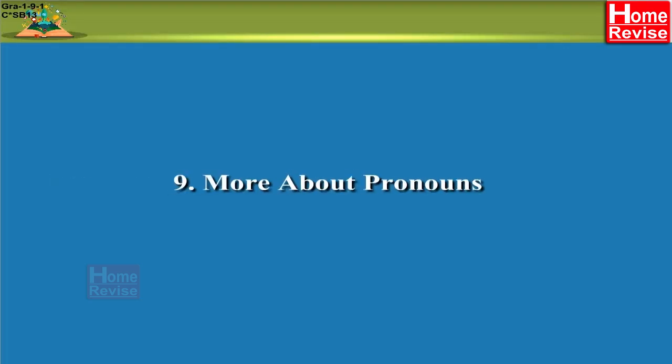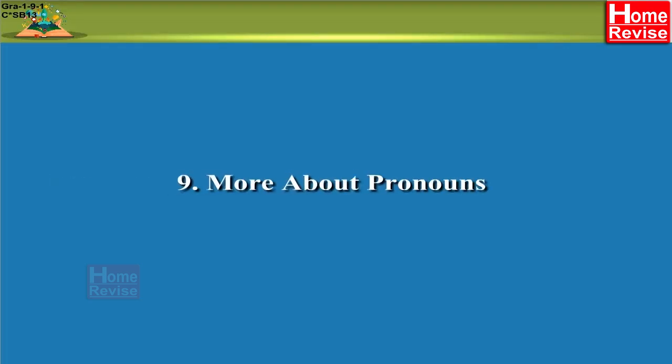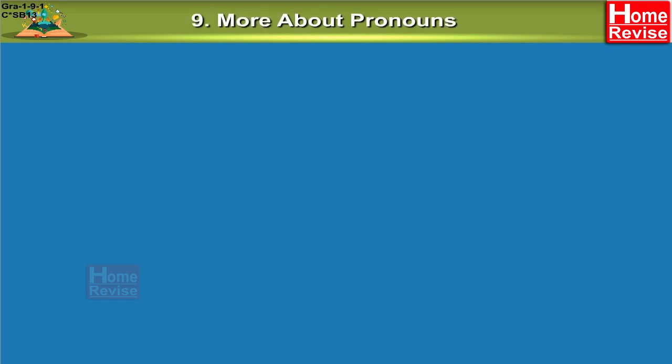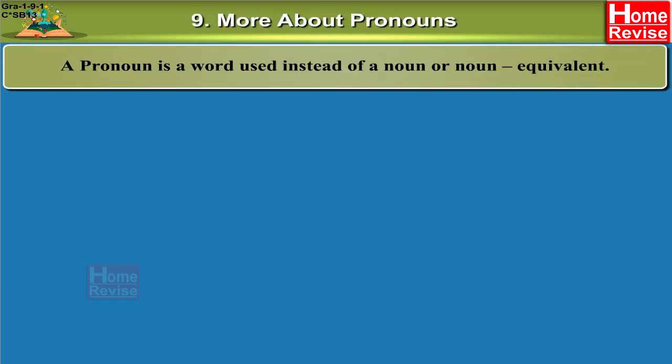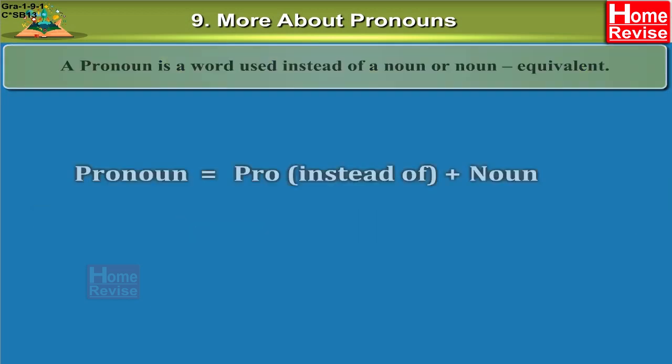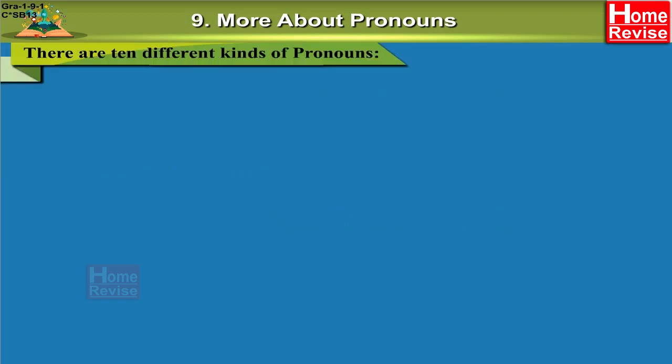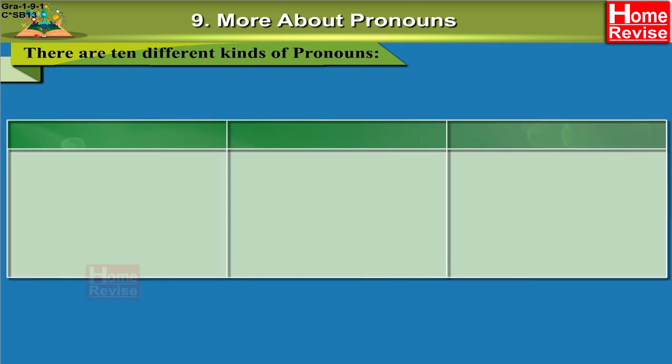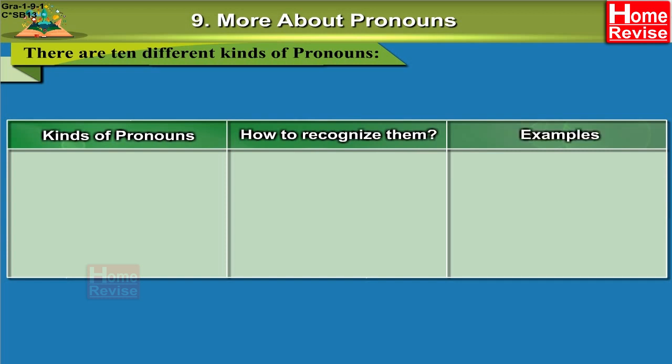Chapter 9. More about pronouns. A pronoun is a word used instead of a noun or noun equivalent. Pronoun means pro, instead of, plus noun. There are 10 different kinds of pronouns. Let's have a look at them in this table. We have kinds of pronouns, how to recognize them, and their examples.